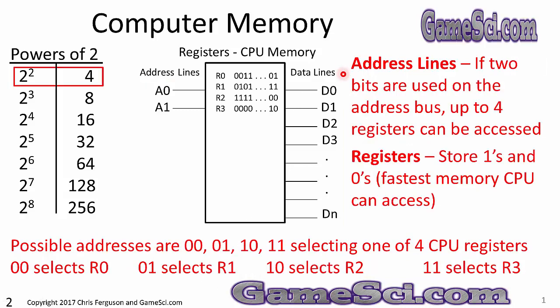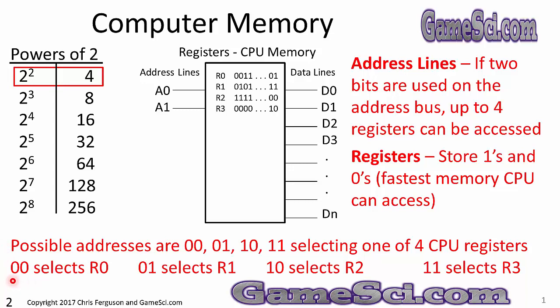If 2 bits are used on the address bus, up to 4 registers can be accessed. 2 to the second is 4. As far as the registers go, they store ones and zeros. This is the fastest memory that the CPU can access. Possible addresses with 2 address lines are 00, 01, 10, and 11, selecting one of 4 CPU registers.